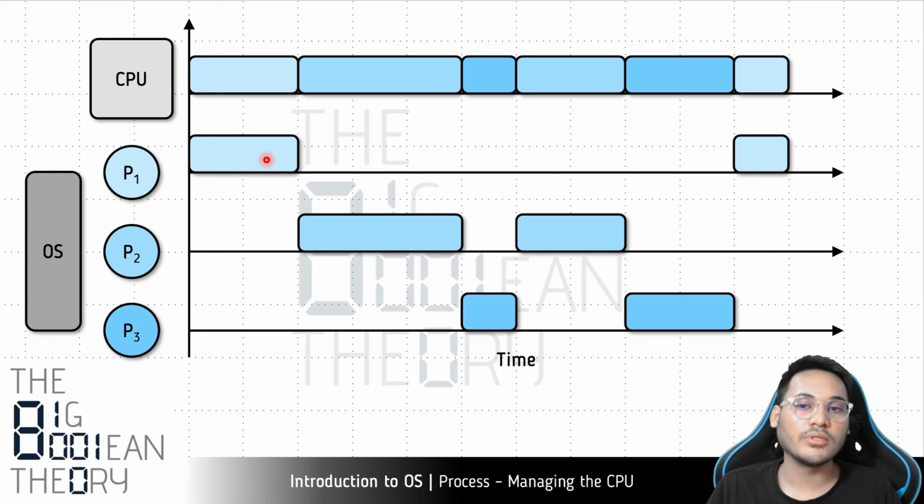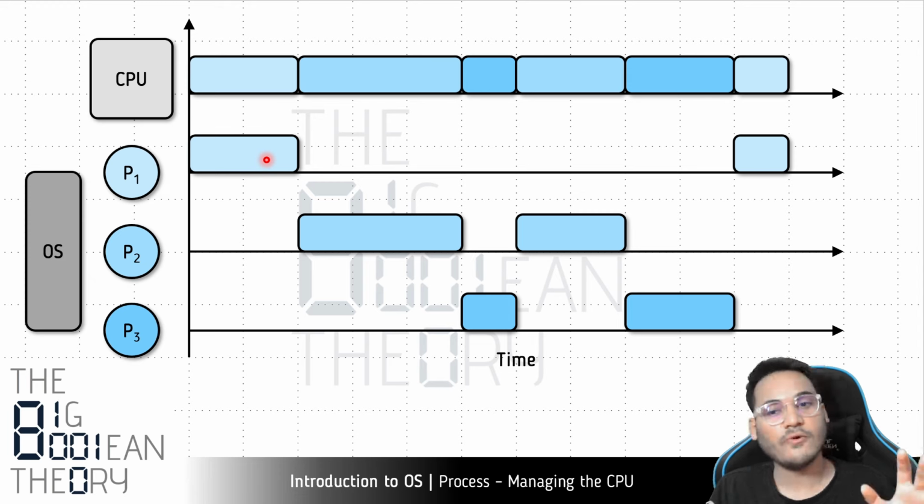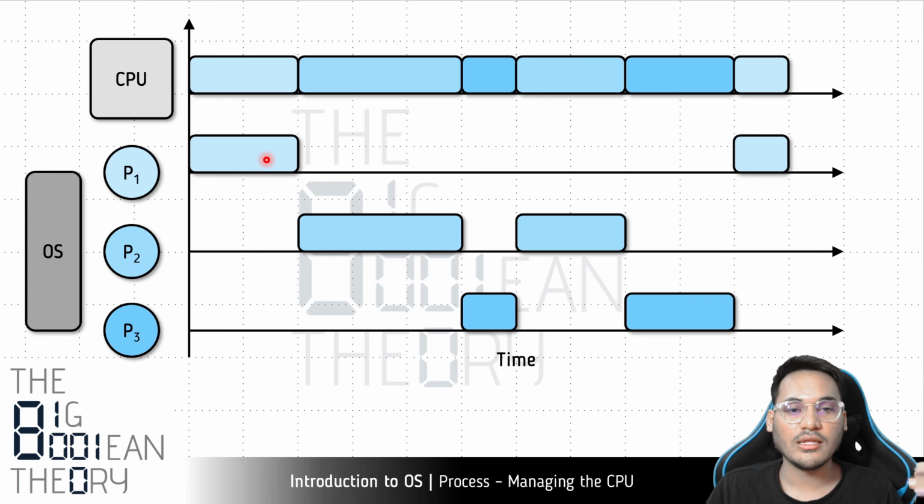So this is how the operating system keeps track of all the processes and allocates the CPU between them so that they can execute their instructions and make progress. This is how time sharing is implemented by the operating system.